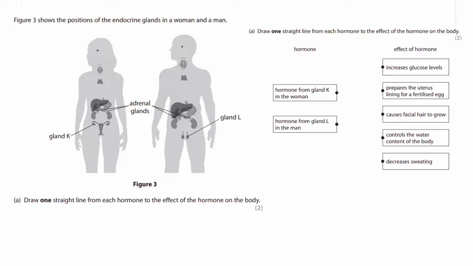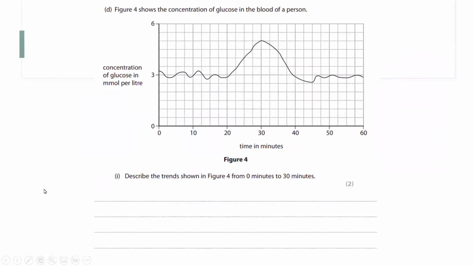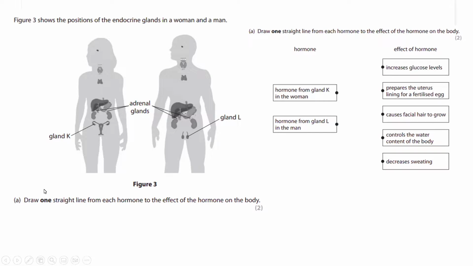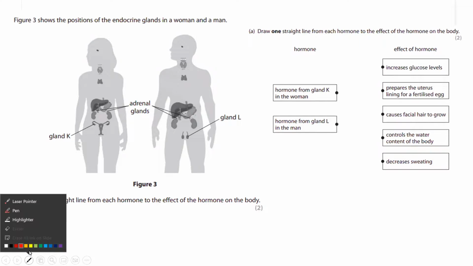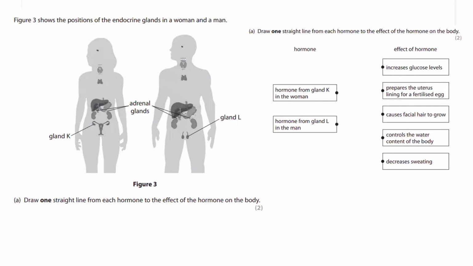So we've got gland K here. You can have a look at what the glands are. You can see here, gland K, so that is the ovary. Gland K is an ovary, and gland L is one of the testes.